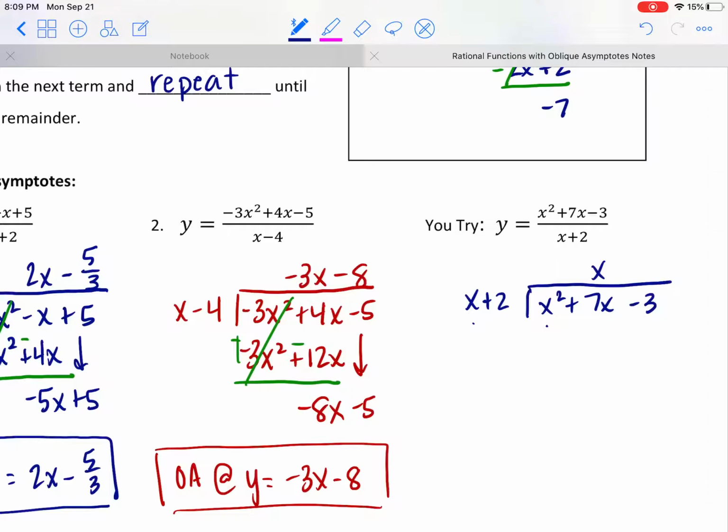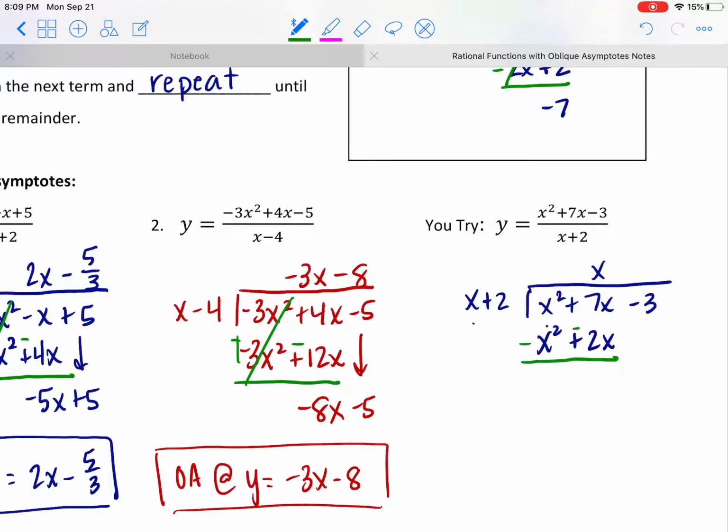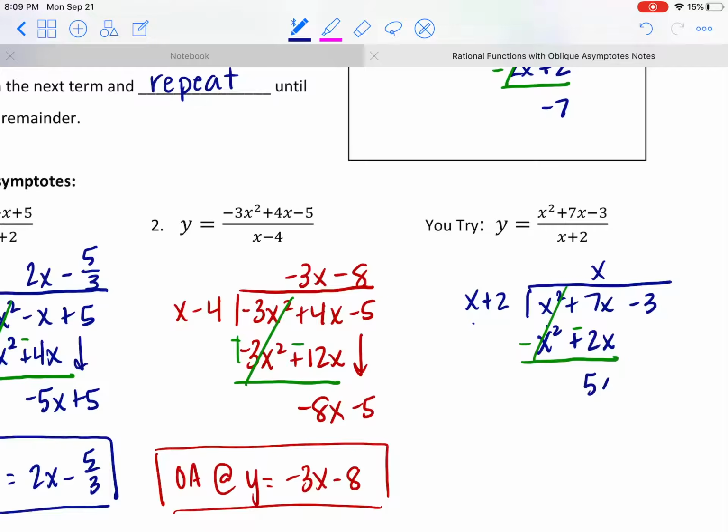x squared divided by x is going to give me an x. x times x is x squared. x times 2 is going to be 2x. Now I want to subtract this. So subtract, subtract, those cancel. And 7 minus 2 is going to give me 5x.